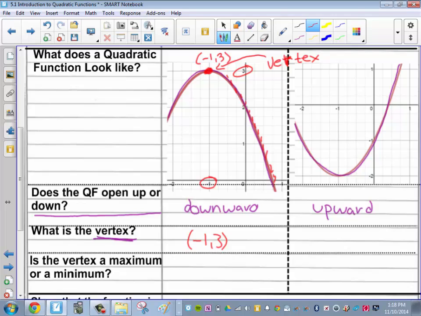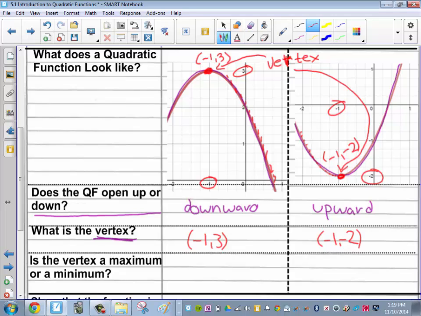And here, look at this one. The vertex of this one is at the bottom of the valley. So if you're walking down the hill, when are you at the bottom of the valley? Right here at this point. What does that look like? -1, -2. So we got -1, -2. That's this vertex.